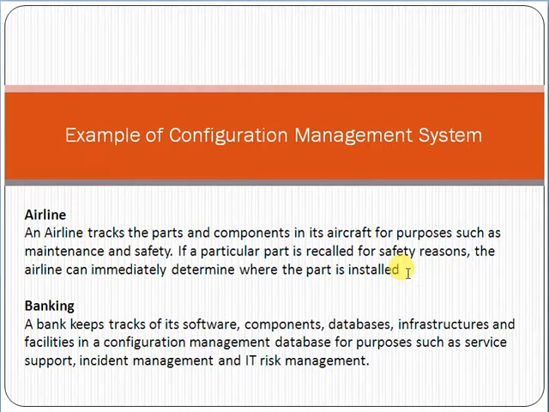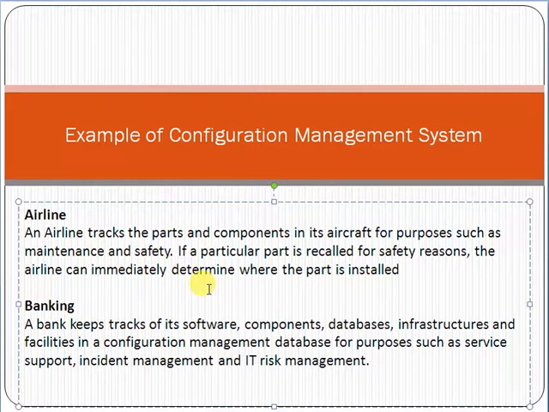So in airlines, the configuration management system is very strong because it's a very critical system. They know very well which part is installed in which aircraft, what the problem was, why it's being replaced, and how to recall any part if it is having any problem.